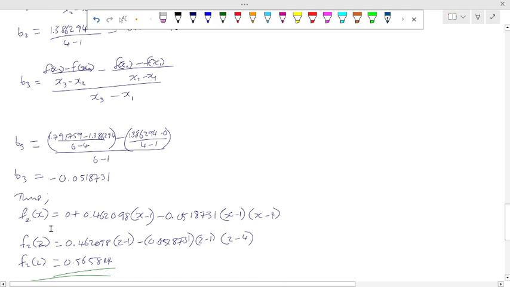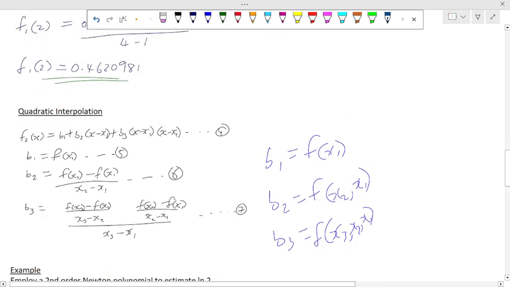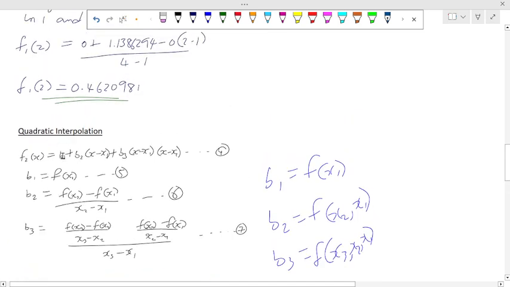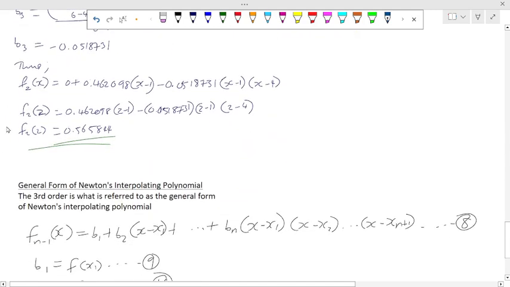Then we'll come to our formula and substitute in all the values. Which formula? This formula here. b3 we have solved for it, you put it there. b2 we have solved for it, you put it there. b1 we have solved for it, you put it there. x, what is it? We are looking for length 2, so x should be what? 2. x1 we have it, x1 we have it, x2 we also have it. So you just substitute in the value and you get that.